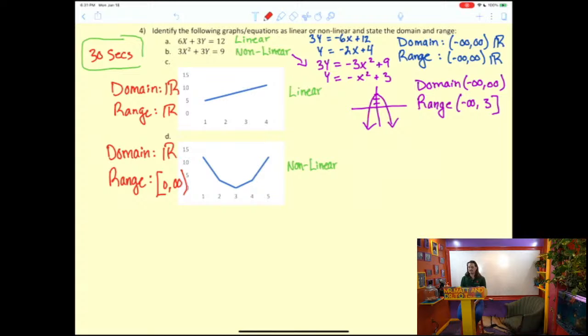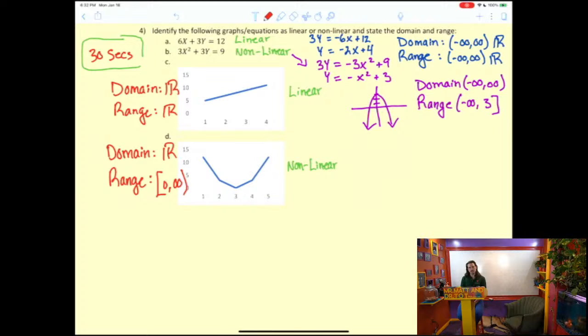4b and 4d are not linear because 4b contains an exponent on that x. We have a 3x squared, not just a 3x. And then for 4d, you can see that the slope is changing there because you don't have straight lines. It's bent, and it actually reverses direction and makes that characteristic U shape of a parabola. So A and C are linear, B and D are nonlinear.